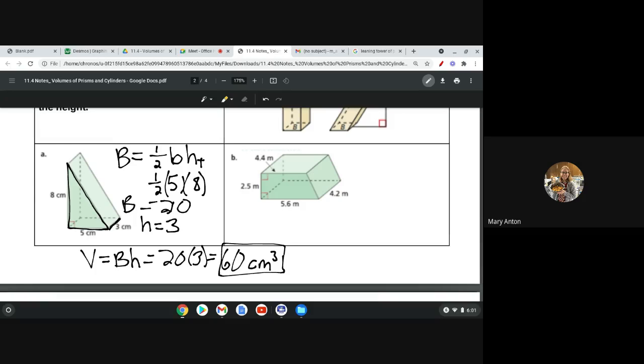All right, how about this second example? This is another prism, and its base is a trapezoid. Oh, I should actually write that here. I'm going to write that up here. This one was a triangle base. This one's a trapezoid base.